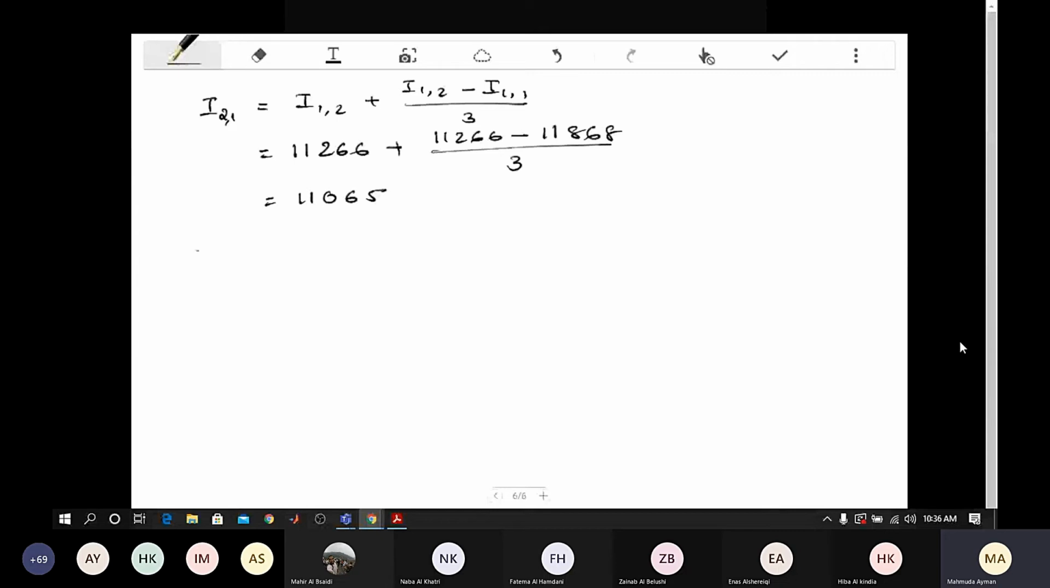Now for I2,2, can you write me the equation for I2,2?